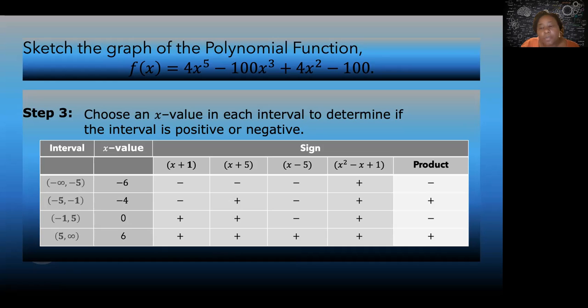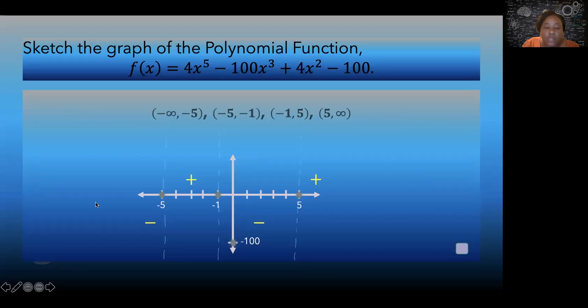So we want to apply these signs to the graph. Notice that I put a negative to the left of negative 5. I put a positive between negative 5 and negative 1, a negative between negative 1 and 5, and a positive between 5 and infinity, so that I can have an idea of how my graph should look.